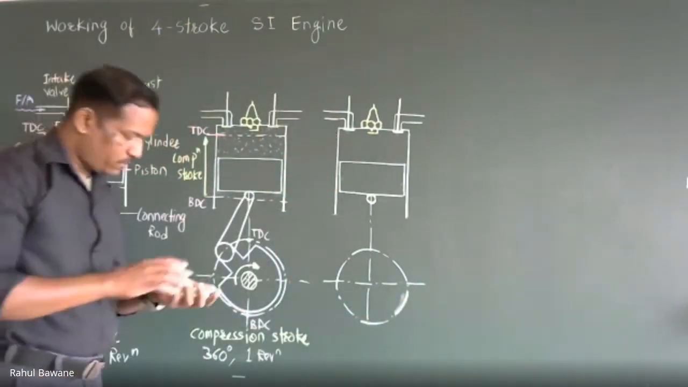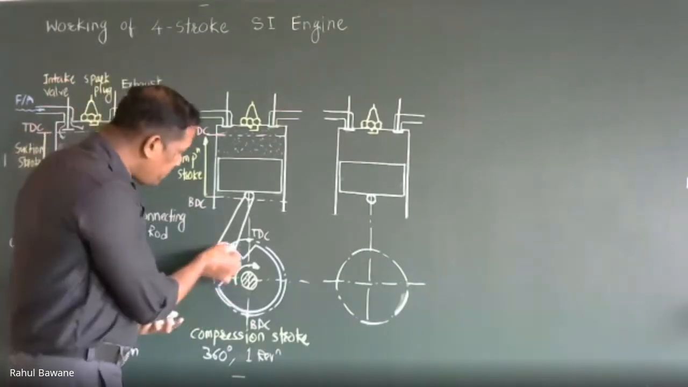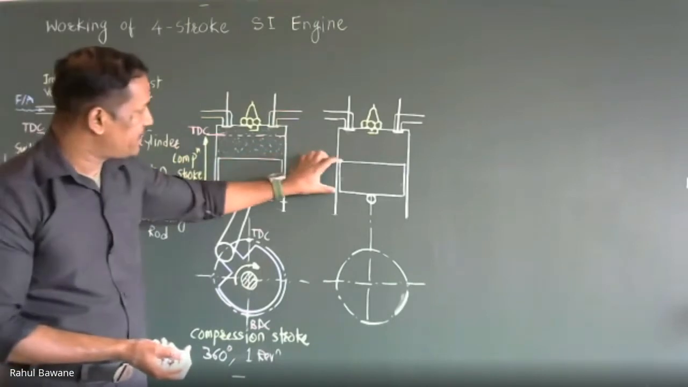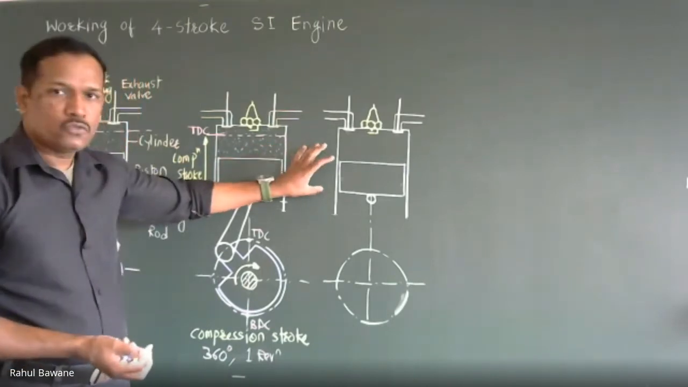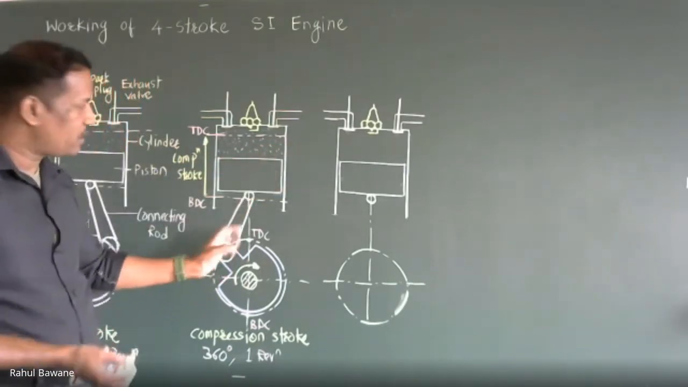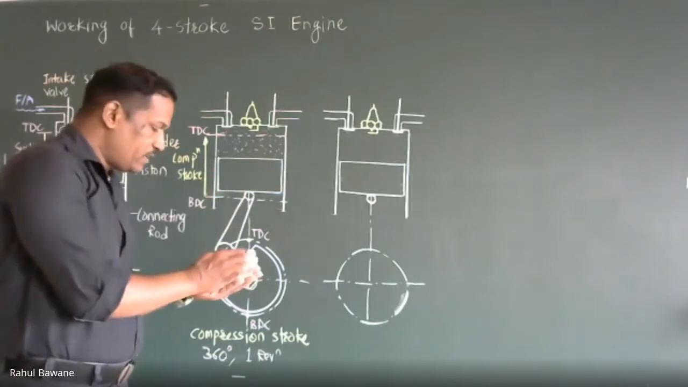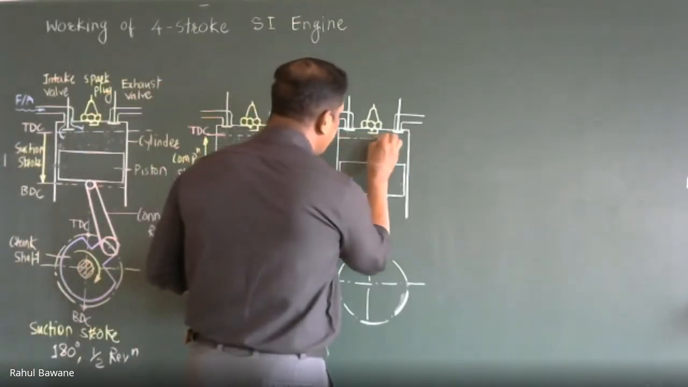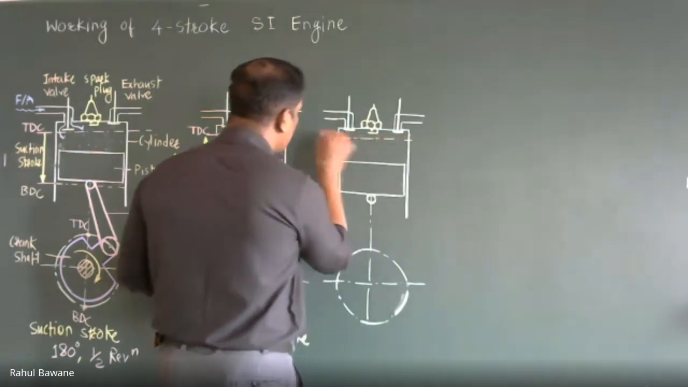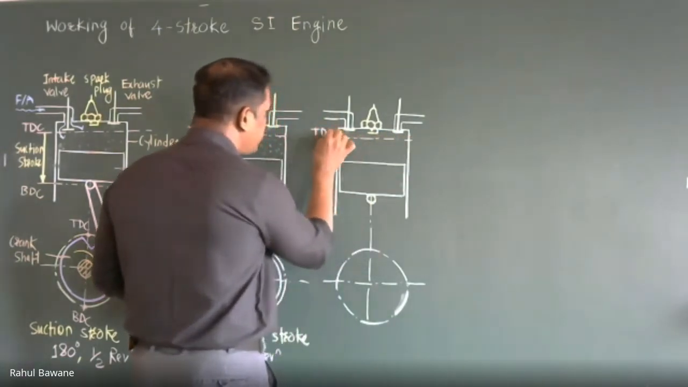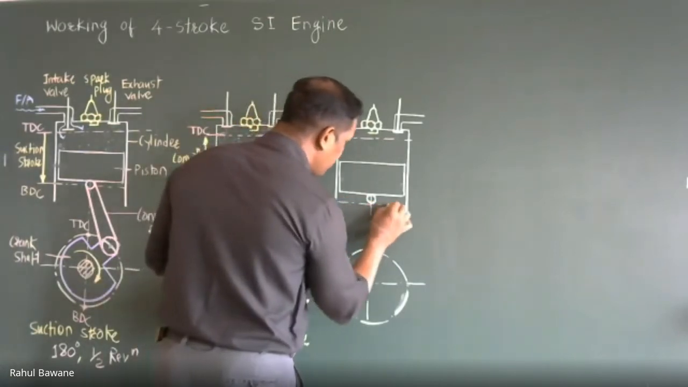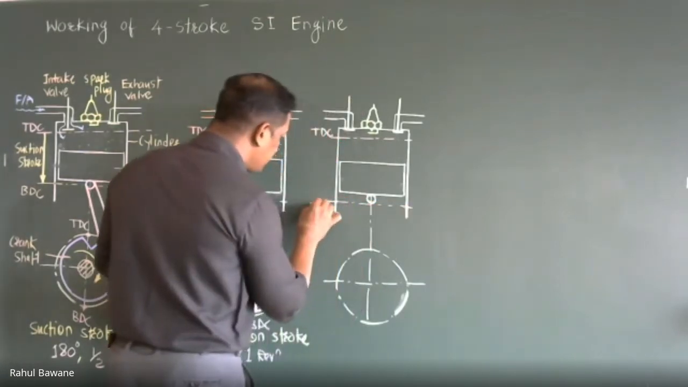Now we have to draw this big circle. Again we are keeping the position of the piston at the same level, so we are just shifting the position. When the piston is at the topmost position, that is called TDC, top dead center. When it reaches the extreme bottom position, that is called bottom dead center, BDC.